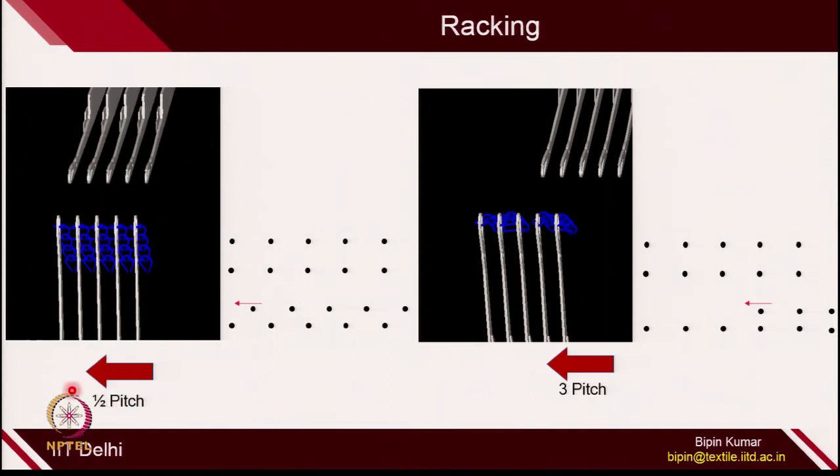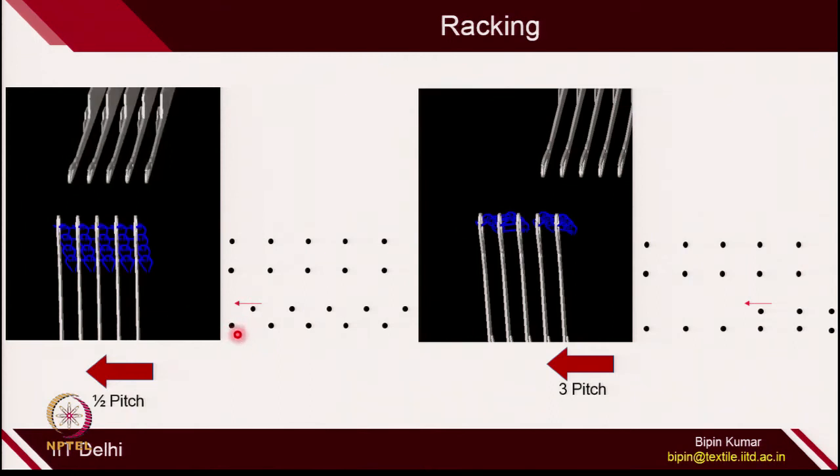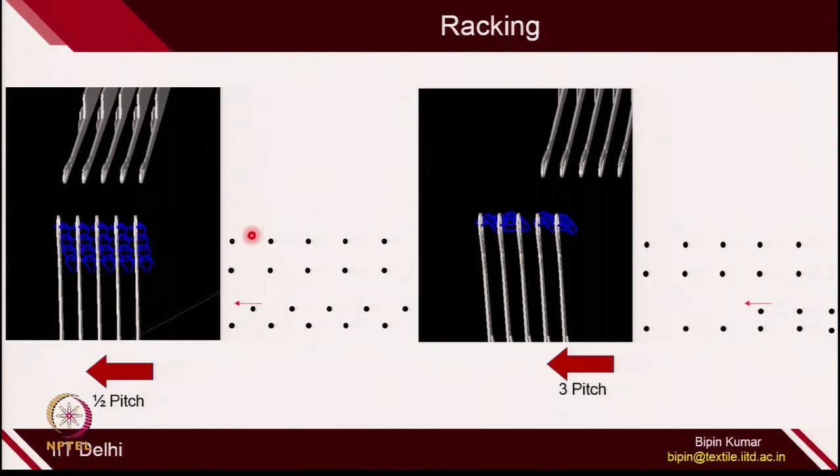So this is half pitch. You can see here the bed is shifting half pitch in the left direction. In the first course the needles are placed with respect to half pitch, and in the second course the back bed is shifted by half pitch. At this point the needles start facing each other for both the beds.